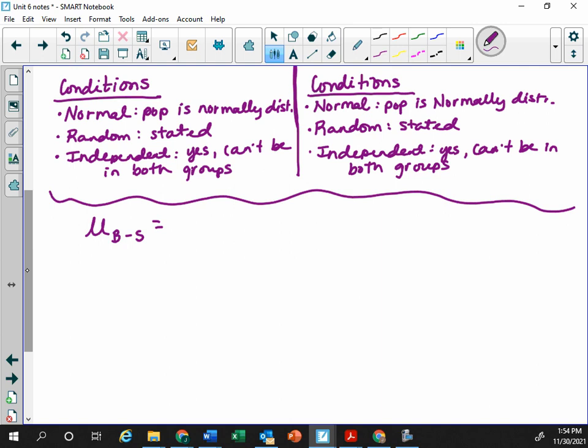All right, so if I'm doing the mu of the difference here, I need to look at the mu of the basketball players minus the mu of the swimmers. So what was the mu of the basketball players? 67 minus, what was the mu of the swimmers? 65. So we end up with the mu of the difference being 2.